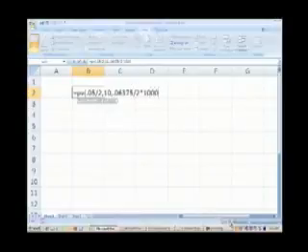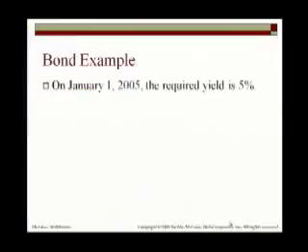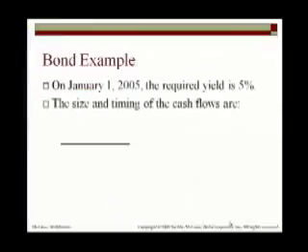The yield will be 0.05 divided by 2. The number of periods will be 10. The payment will be 0.06375 divided by 2 times 1,000. And the future value will be 1,000. And if we put those in, we'll get the value of this bond, $1,060.17. So let's try that.